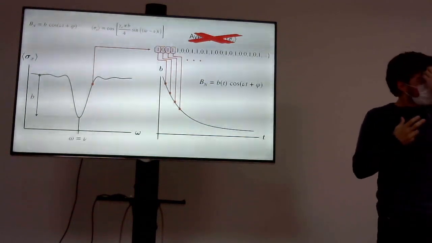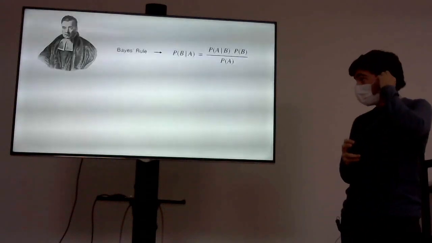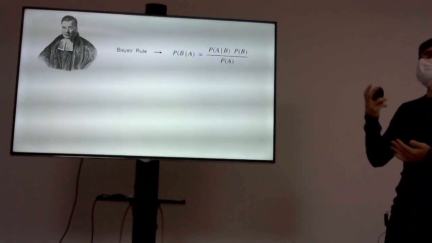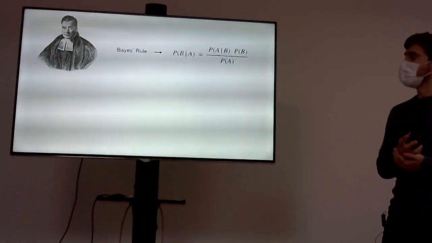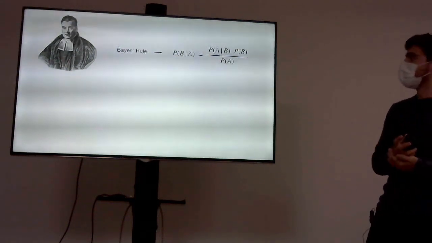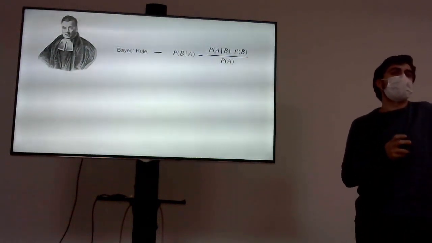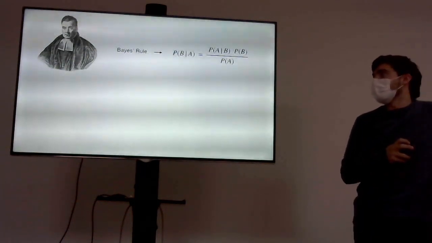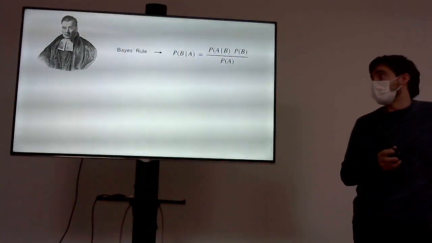Okay, so what do we do to extract information from these measurements? Well, we'll use what this gentleman here wrote down more than 250 years ago or so. This is Thomas Bayes, and this is Bayes' rule. And this is quite a simple expression, but at least in my experience, quite powerful. And it just relates the probabilities of two different events, event A and event B.